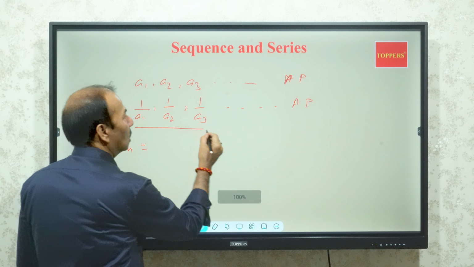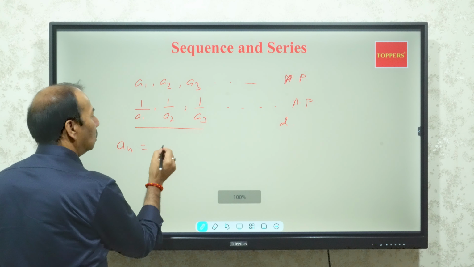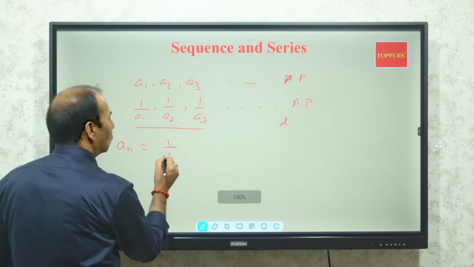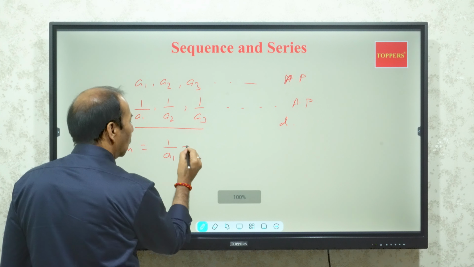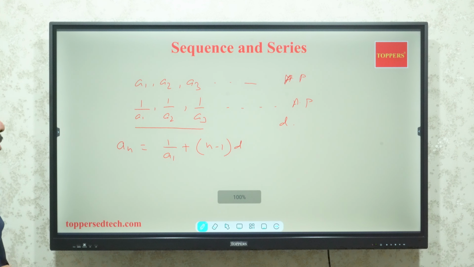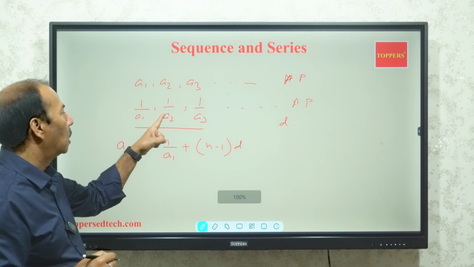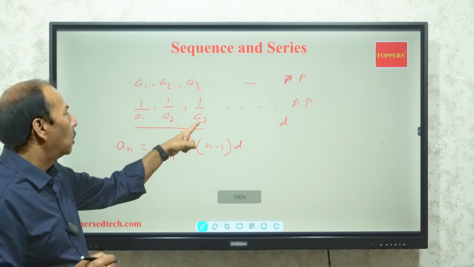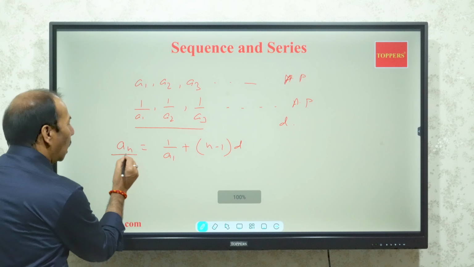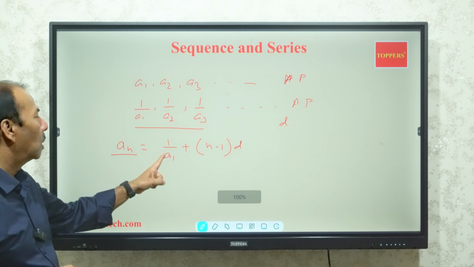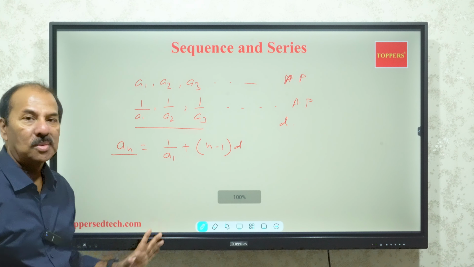If the common difference of this is d, then the nth term is a plus n minus 1 into d. So a means here 1 upon a1, plus n minus 1 into the common difference d. And common difference d will be equal to how much? 1 upon a2 minus 1 upon a1, 1 upon a3 minus 1 upon a2, and so on, because these terms are in arithmetic progression. So this is the nth term of the corresponding arithmetic progression, and that is coming as 1 upon a1 plus n minus 1 into d.